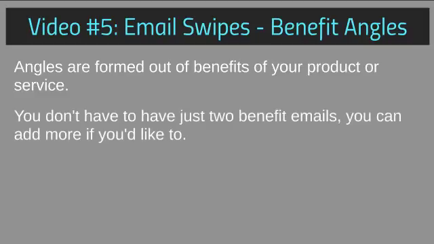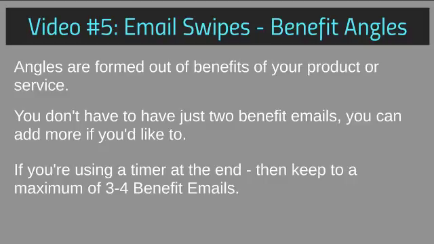You don't have to have just 2 benefit emails. You can have more. You can have up to 5, up to 6, or however many you wish. I typically like to start out with 2 to 3, and if I feel like the conversions are doing really well, I might add more or just test it and see how things go. Now, if you're using a countdown timer and you're closing the offer at the very end, I would probably try to keep it to a max of 3 to 4 benefit emails.